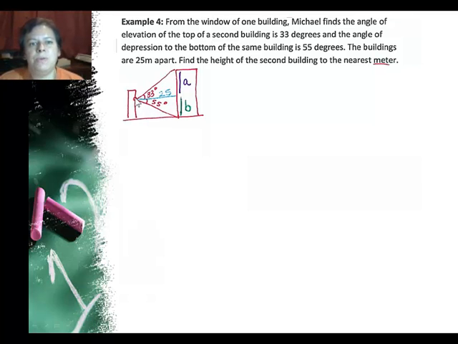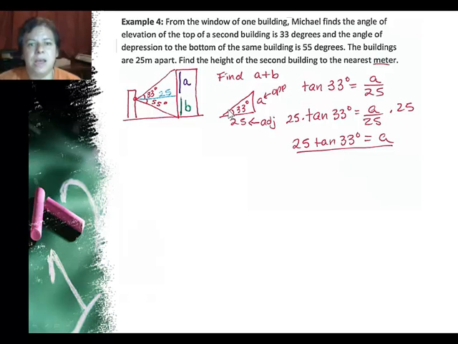So this is where the person is in this building. They're looking straight across. We know this distance is 25. There's the 33 degrees they look up to see the top. And there's the 55 degrees that they look at to see the bottom. I want the total height of the building, so I'm going to actually have to find A plus B. So we're going to start with the length of A. And I'm going to redraw this triangle to make it a little easier.